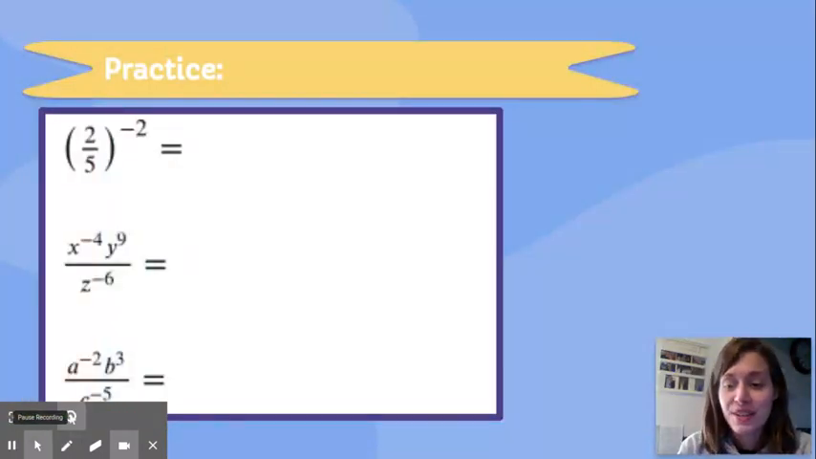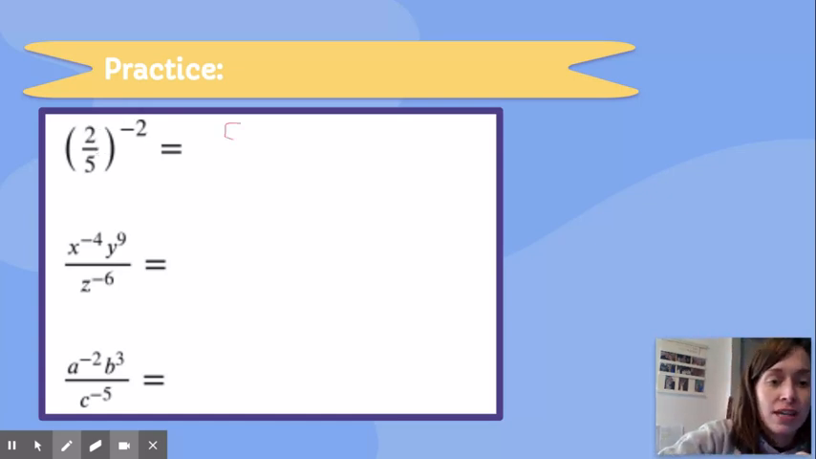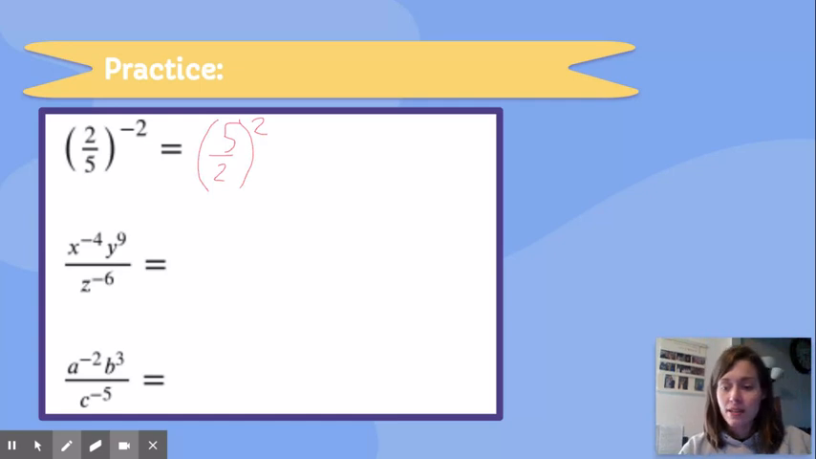All right, so let's look at a few more examples with the negative exponents. So the first one we see here, we have 2/5 all to the negative second power. Because the exponent is negative, to make the negative exponent go away, we just need to flip the fraction. So I'm going to flip the fraction 2/5 and do the reciprocal and make it 5/2. Once we flip it, that exponent becomes positive.